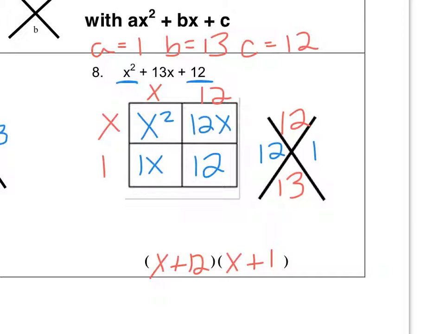If I'm ever concerned, do I have the right answer? Very simple to multiply these two through the boxes and check. Or I could even just check and look. I got x times x is x squared. I got x times 12 is 12x. X times 1 is x, and 1 times 12 is 12. Okay, so now let's turn the page.